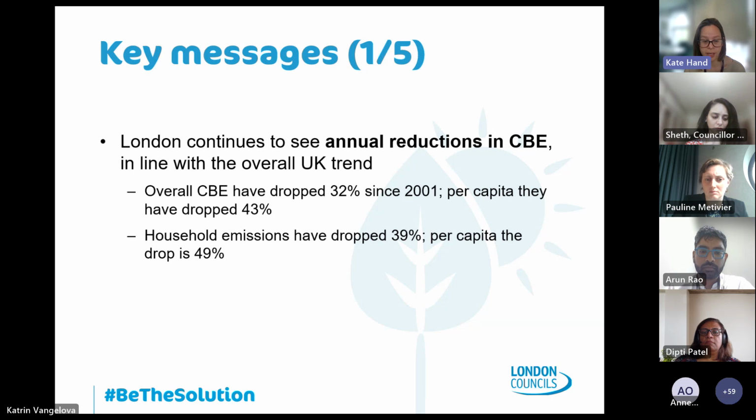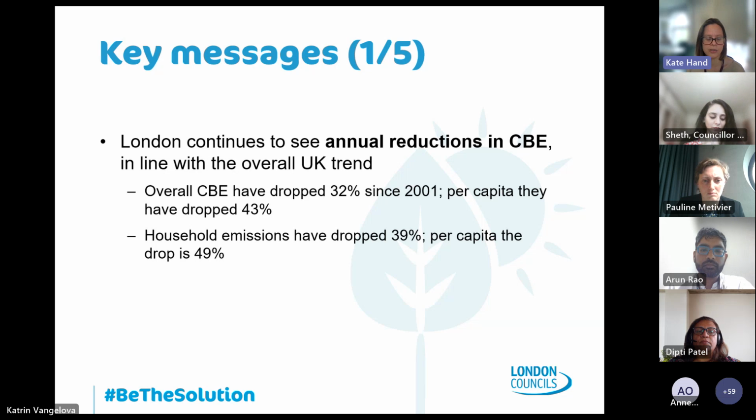So firstly, London continues to see annual reductions in consumption-based emissions, which is in line with the overall UK trend. And because of rising population in our city, the per capita reductions are even greater. So you can see overall emissions have dropped by 32% since 2001 up to 2020. Per capita, that's 43%. And then household emissions, I will come on to what segment that represents, have dropped 39% per capita. That's nearly 50%, so quite significant in London's case.